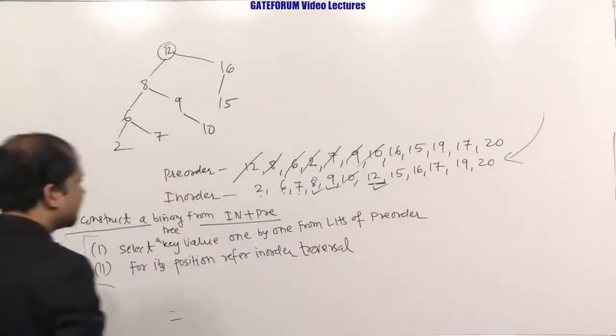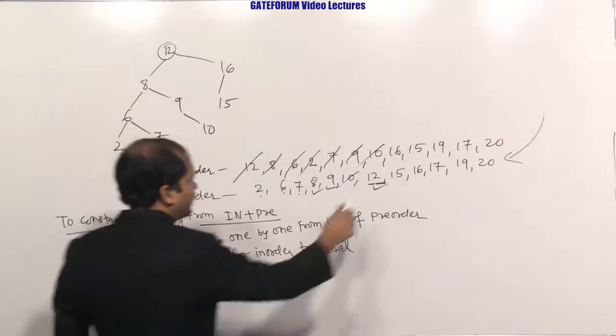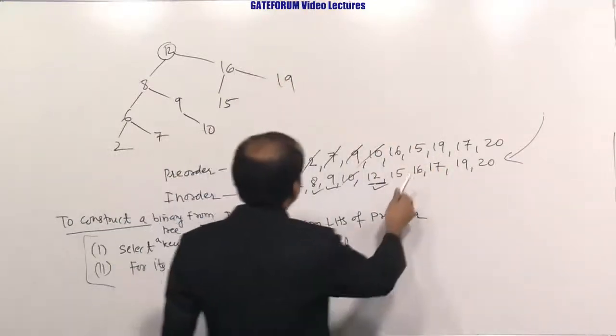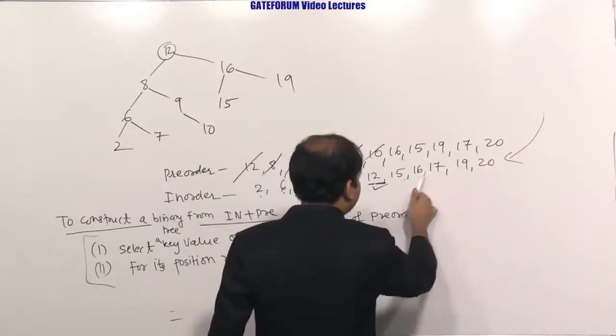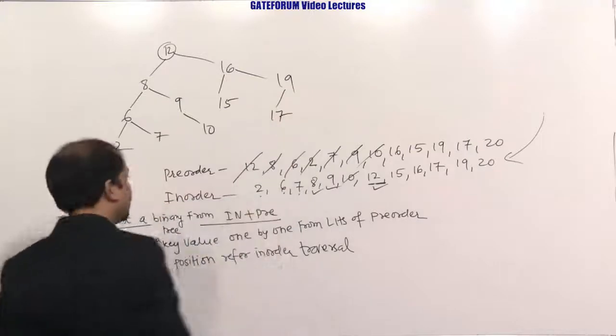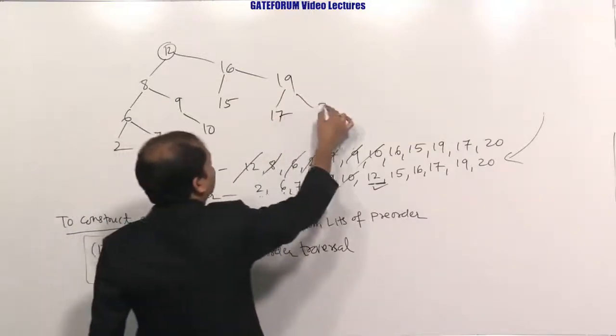Right. Next is 19. So the position of 19 will be on the right side. Next, 17. The position of 17 will be left of 19, right of 16. So left of 19, like this. And then 20 will be here.